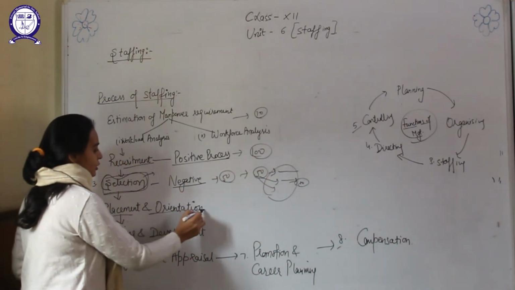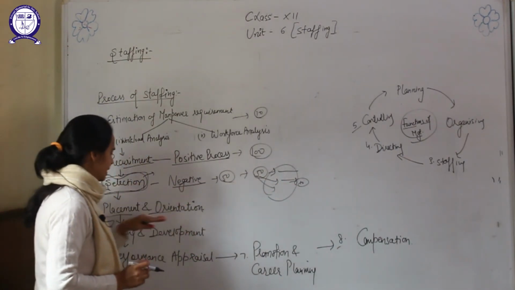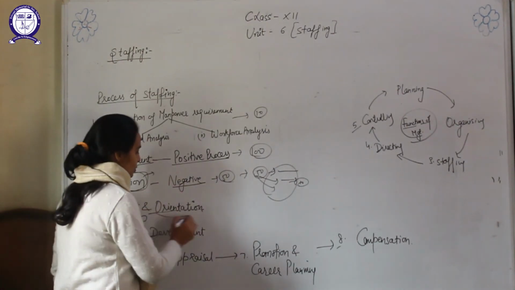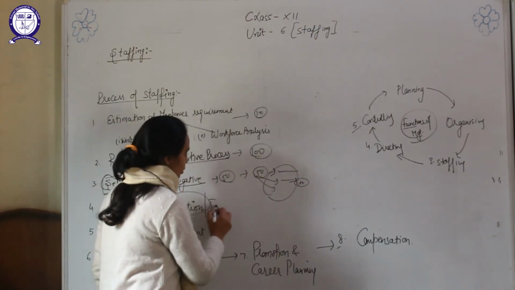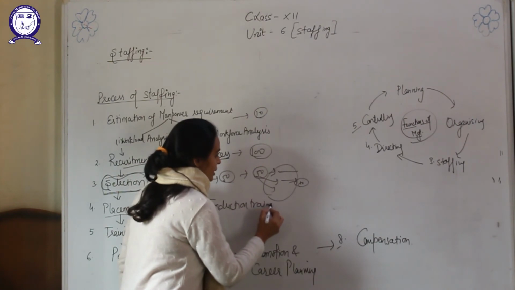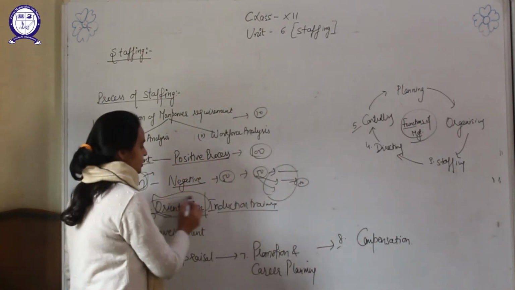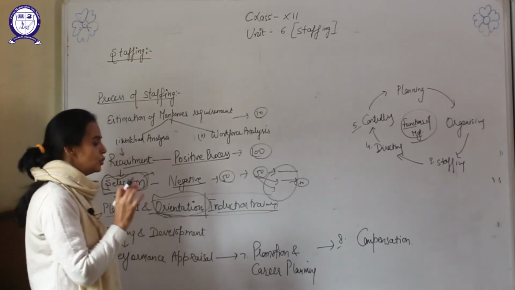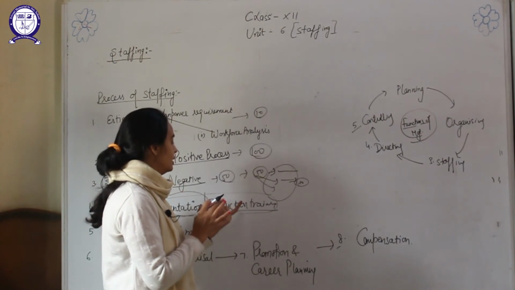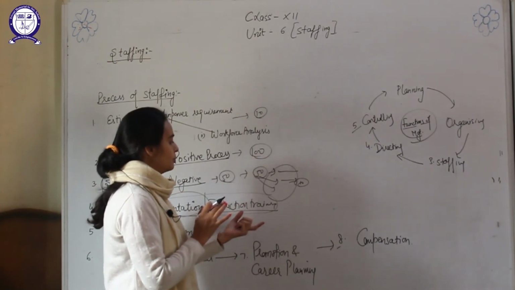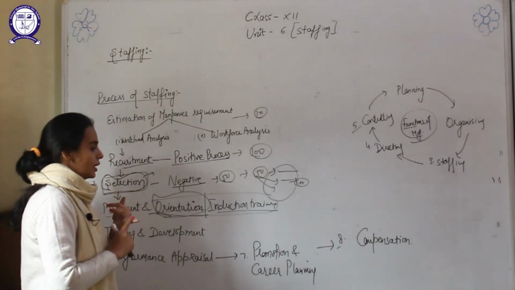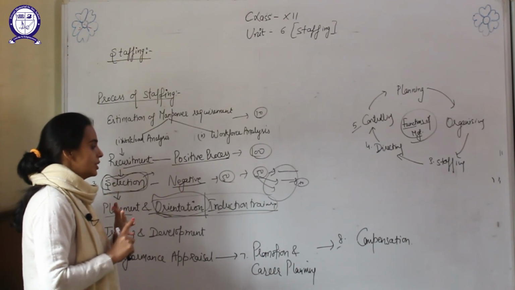Now the placement and orientation. The selected candidates will be placed on the job and given orientation training. What is the meaning of orientation training? It is also known as induction training. This type of training is given to the new employees of the organization. And what is the purpose of providing induction training? To make them familiar with the job, with the organization, with the rules and regulations, and with the working culture of the organization.